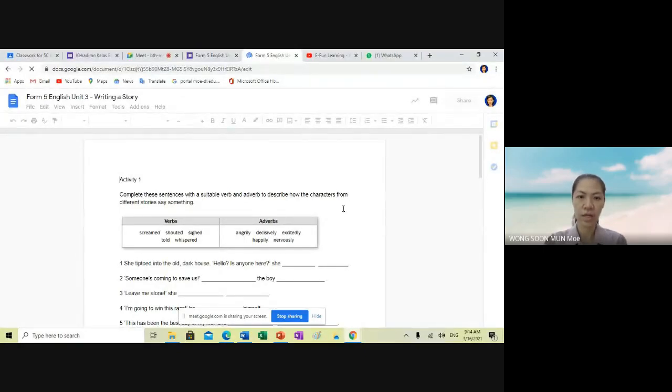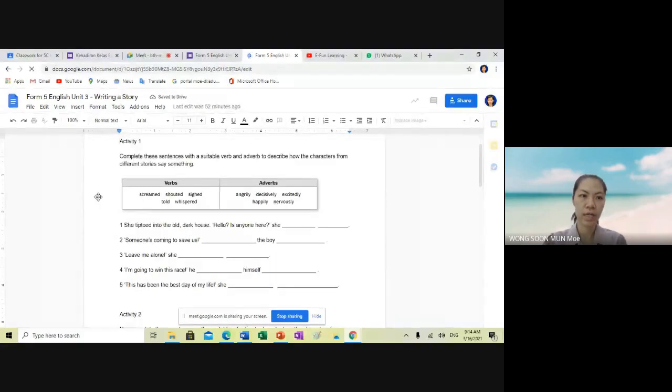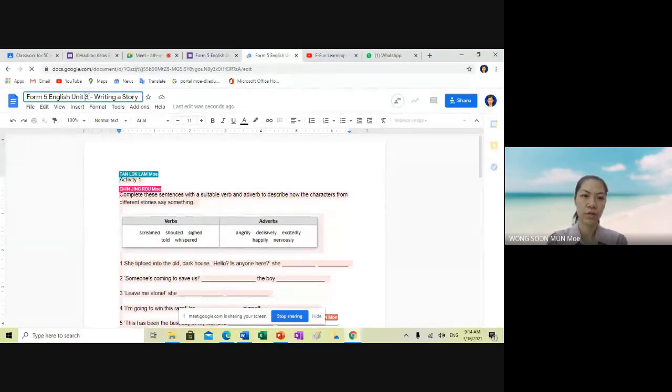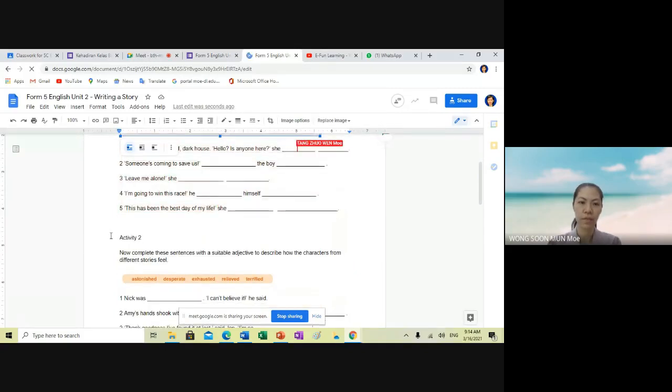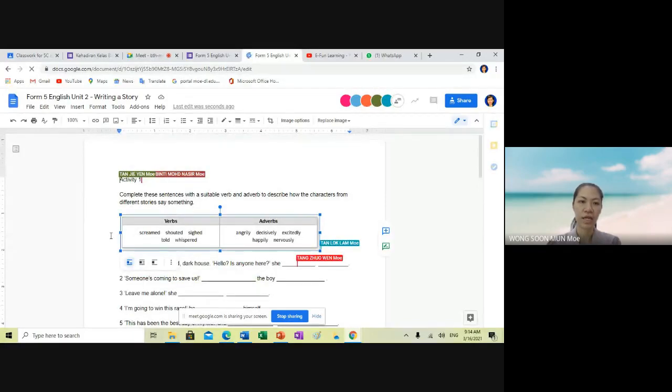Everyone, are you in this page now? It's the Google Doc, Form 5 English Unit, or it's supposed to be Unit 2. Yes, Unit 2, Writing a Story. I can see some of you are here already. You have activity 1, you have verbs and adverbs. So now I give you some time to go through these verbs and adverbs. We do activity 1 first. You will see verbs and adverbs here.